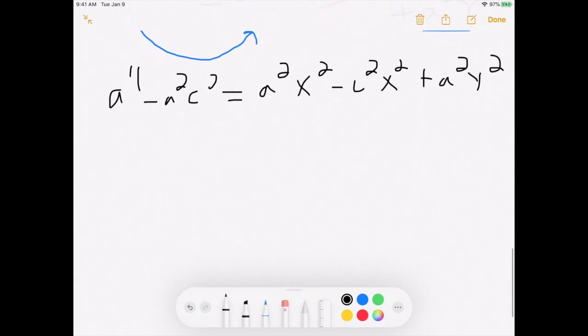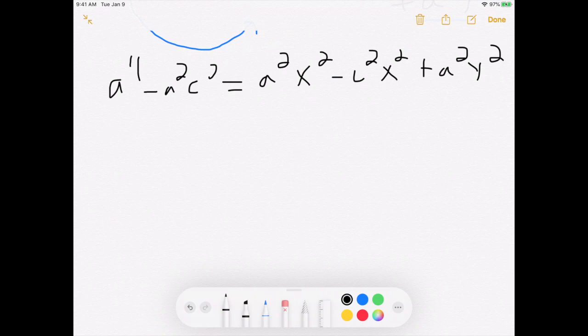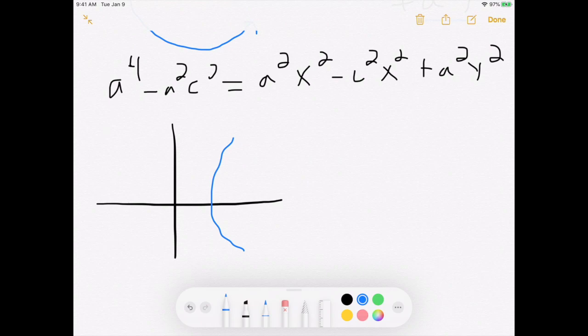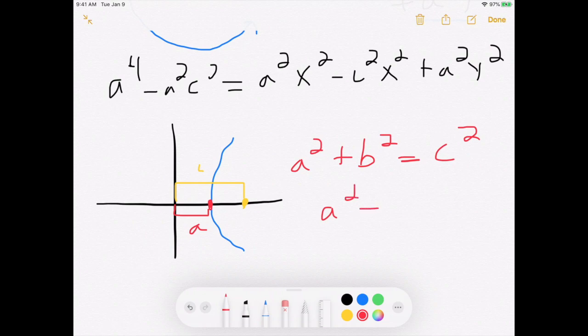So again, we need to go back to our picture to help us realize what simplifications we can make. So just drawing half of a hyperbola, we have our vertex and we have our focus. So this distance we're defining to be c, and this distance we are defining to be a. And by a Pythagorean identity, we can see that a squared plus something, which we will call b squared, is equal to c squared. So in this case, a squared minus c squared is equal to negative b squared.